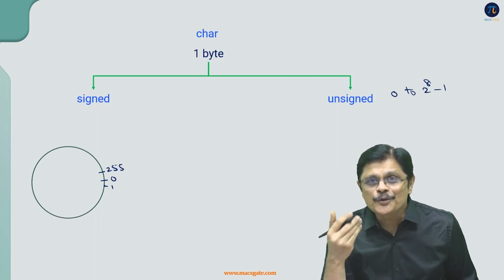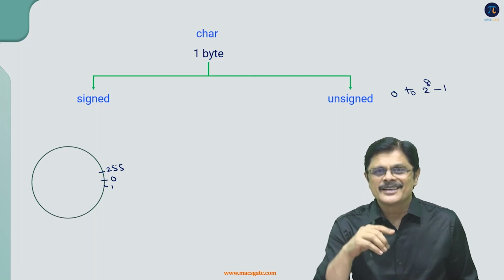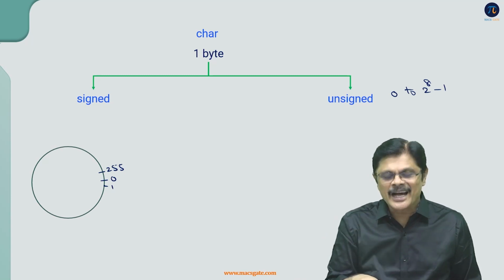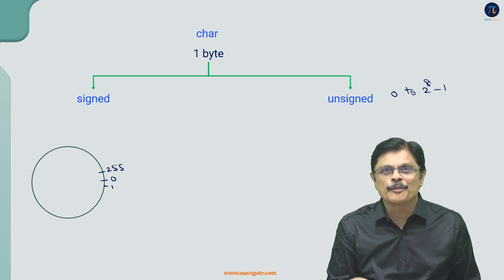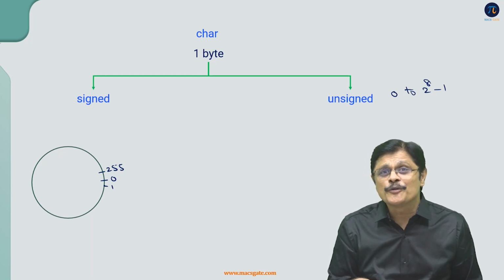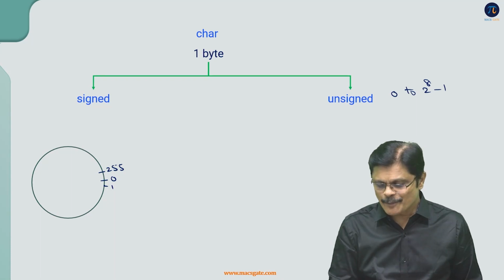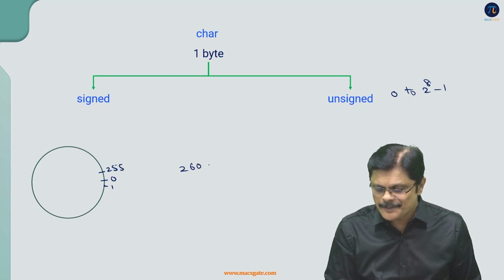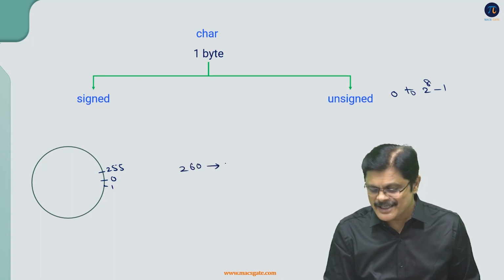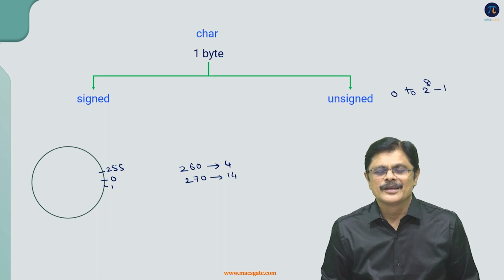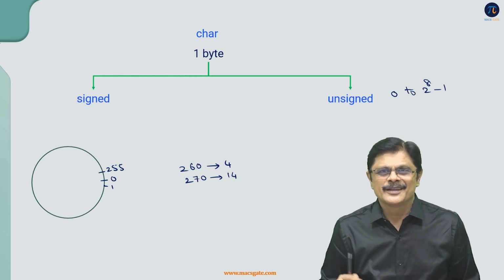But beyond 255, what happens? The wrap around. After 255, suppose you try to print 256, 0 will be printed. 257, 1 will be printed. 258, 2 will be printed. Suppose you try to print 260, you know what happens? It prints 4. Similarly, if you try to print 270, it will print 14. We will try to verify this with the program.